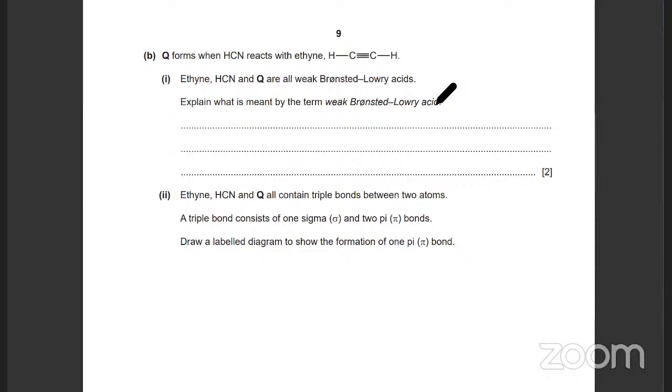Explain what is meant by the term Bronsted-Lowry acid. Two things: what's a Bronsted-Lowry acid, and what is weak? An acid is a proton donor, and it's partially dissociated, giving an H positive ion. So, weakly ionizes or partially ionizes? A weak acid is one that partially ionizes and is a proton donor.